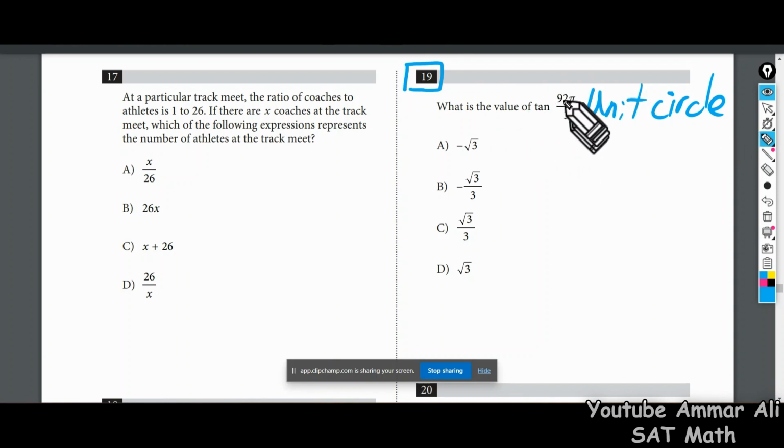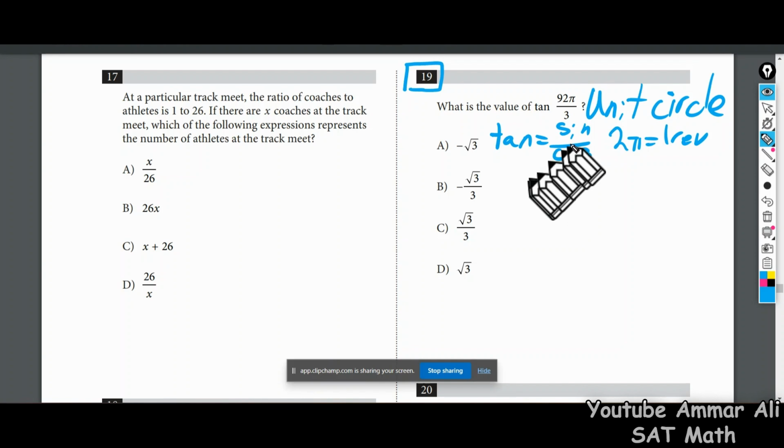So they give us an angle in radians, right? And they're basically asking us what is the value of tan of that angle. So recall that tan is simply going to be sine over cosine, right? So we just need to figure out the sine and cosine of this angle, 92 pi over 3. And if we know that there are 2 pi radians in one revolution of the unit circle, we can figure out how many revolutions around the unit circle we're going to, and then based off of that, figure out the sine and the cosine, right? So let's just start by figuring out the number of revolutions.